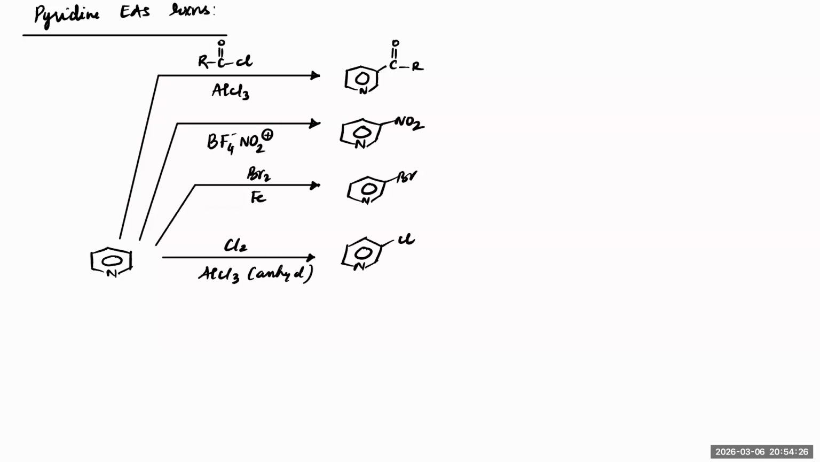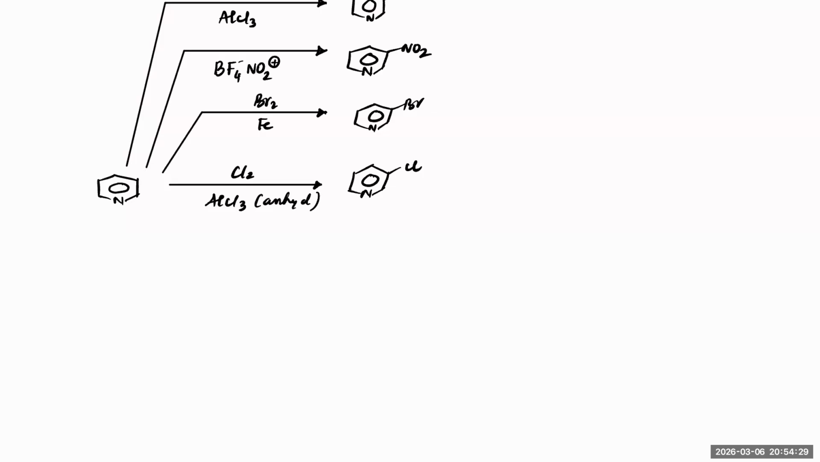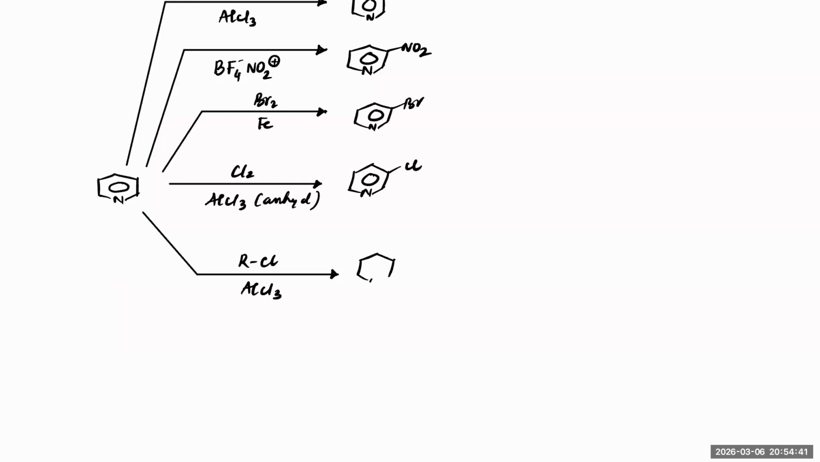Friedel-Crafts alkylation can also be done just like acylation, right? So we can get R, Cl in the presence of AlCl3. That would give us substitution at this R position here. So these are typical pyridine reactions, everybody. They are very, very similar to what you get otherwise.